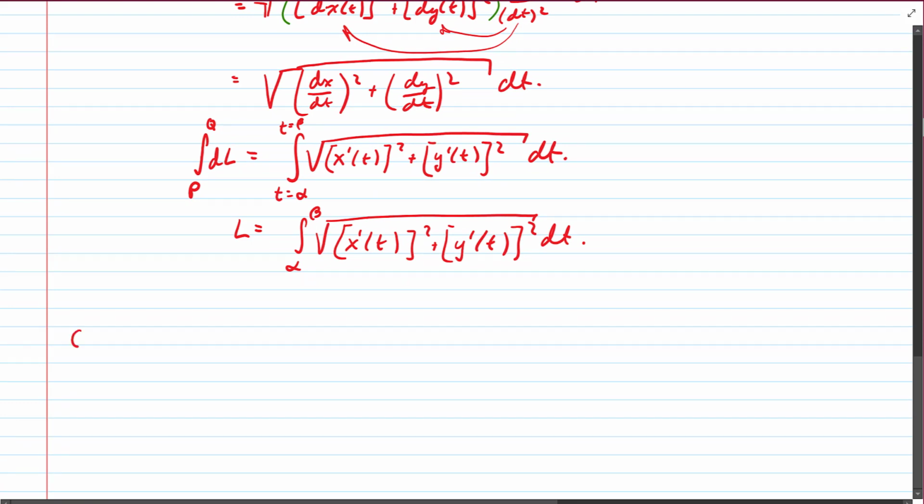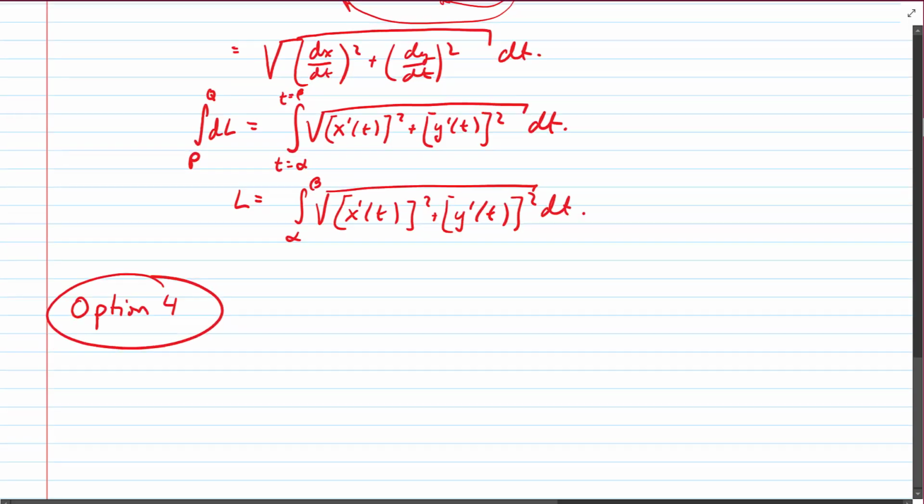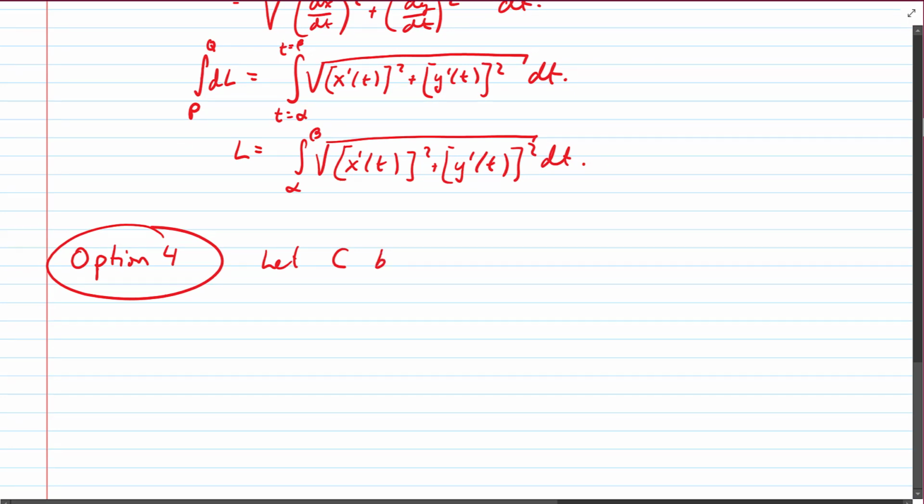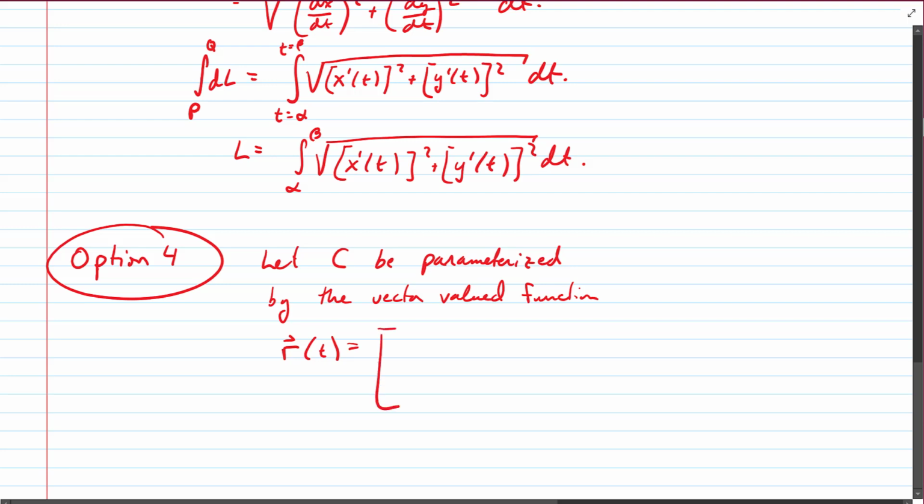So the last viewpoint that I want to do, this is more of a Calc 3 viewpoint, a vector calculus viewpoint, and so this is what I'm calling option 4, and I think this is the most interesting of the viewpoints, and we'll see why. So in this case, we're going to let C be parameterized, not by some parameterization function, but by a vector valued function, the vector valued function r of t, and we'll write it in column notation, so there's x of t, y of t, for alpha less than or equal to t less than or equal to beta.